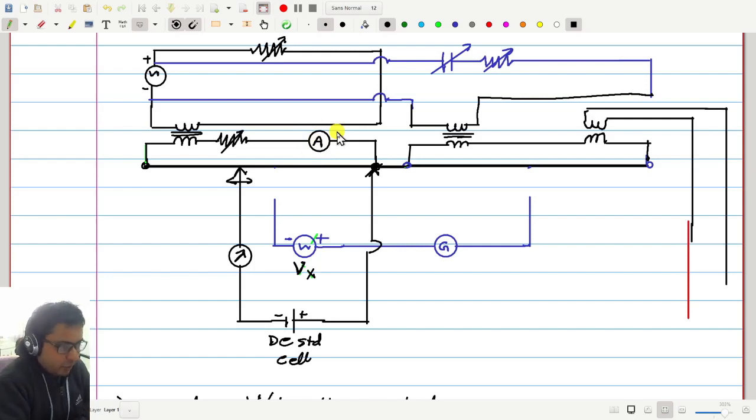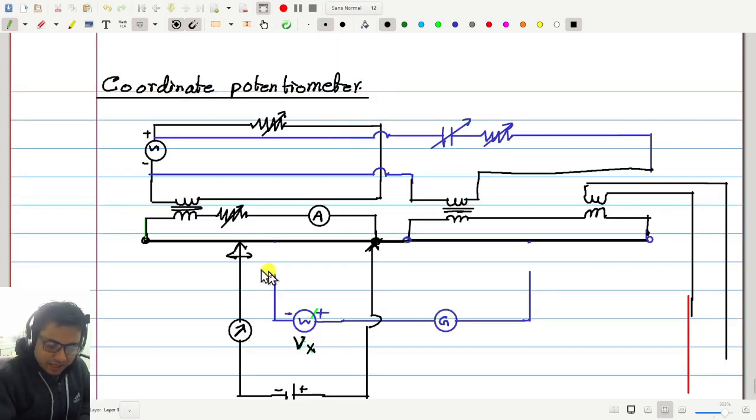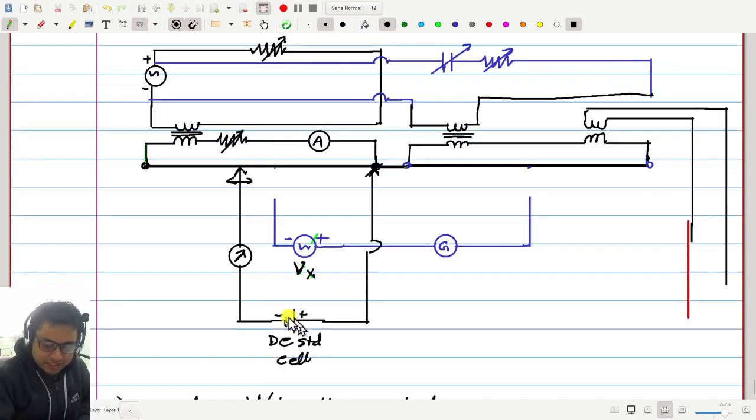Tell me what did I miss? If you understood last week's thing, decide the length where the null point would be. Oh, I mean more important than that. See, I was doing this standardization with a DC cell, but here I was giving supply from AC. So how do I get null?